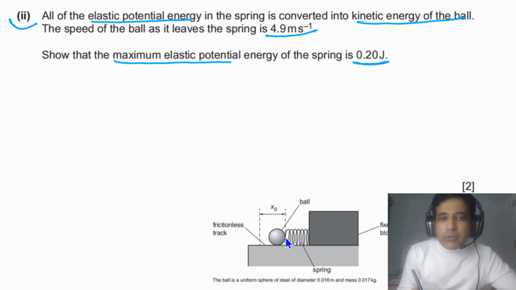First of all, let's try to understand this one with the help of this figure. When the spring is fully compressed, at this point, its initial elastic strain energy has its maximum value. So it has maximum value.